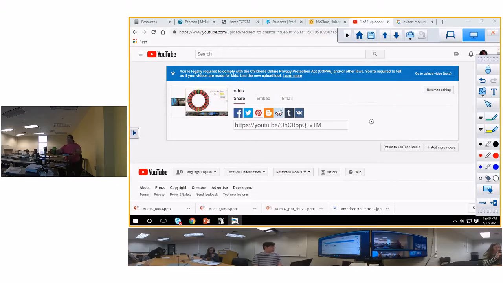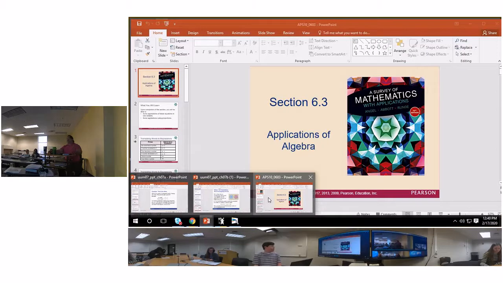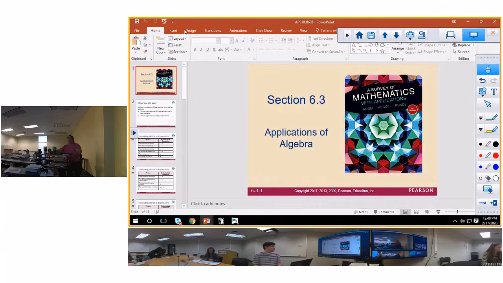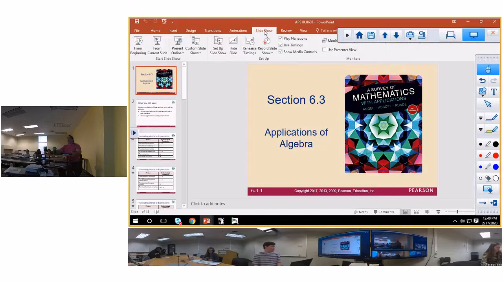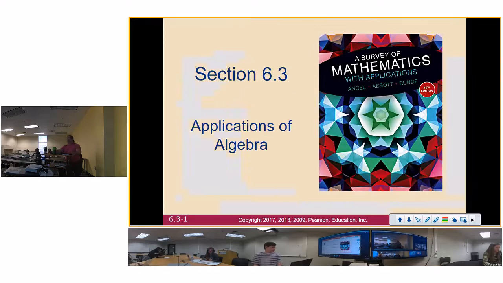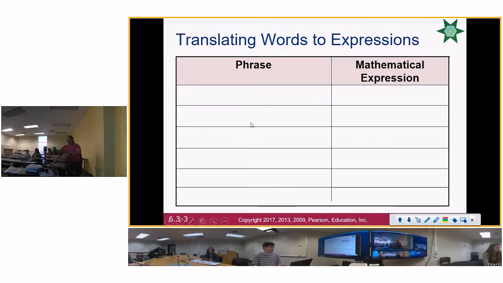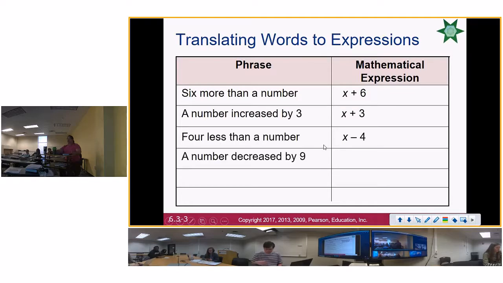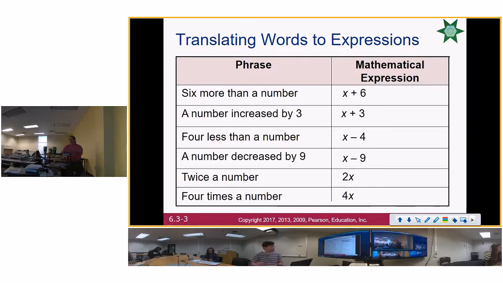So let's go to the handy dandy. I think I have 6.3 pulled up. And that's what we're going over today because I covered 6.1 and 6.2. I covered 6.1 very well. So everybody should be able to do equations, but I want you to write these down. You don't have to write the chart, just write down these are the magical phrases that you need to look for in a word problem. The only thing that I want you to make a note of is this one right here.